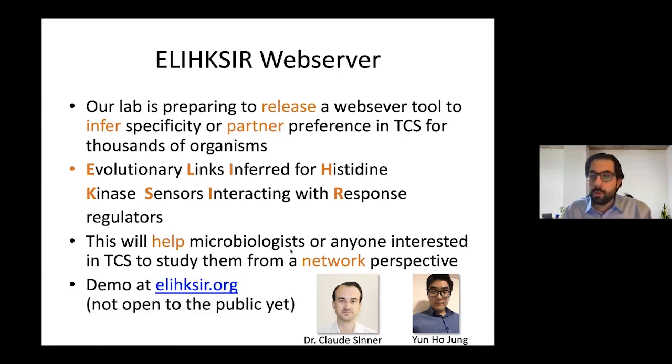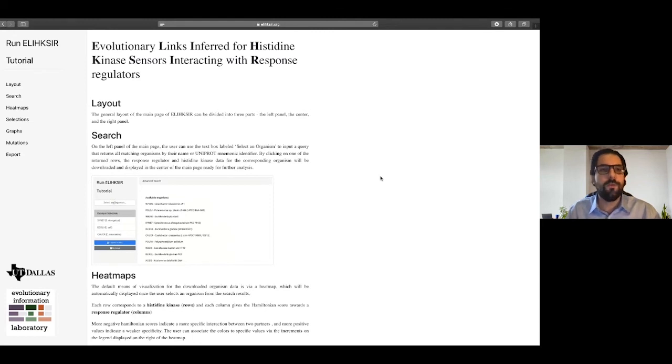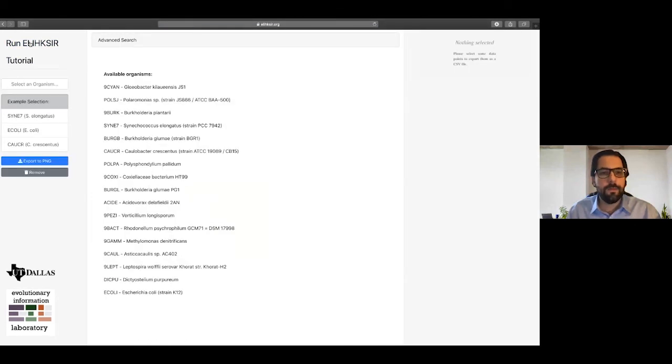So in just the last few minutes, I wanted to show you a demo of this tool and see if you find it useful. This is going to be brief, but I just wanted to give you an intro. So this is the website. There's a tutorial, and the main part of this web server is a list or a search of organisms, because we really want to analyze all possible interactions between these histidine kinases and response regulators.